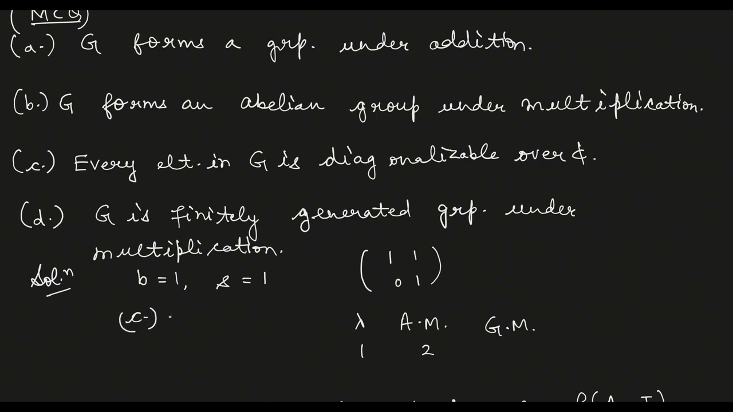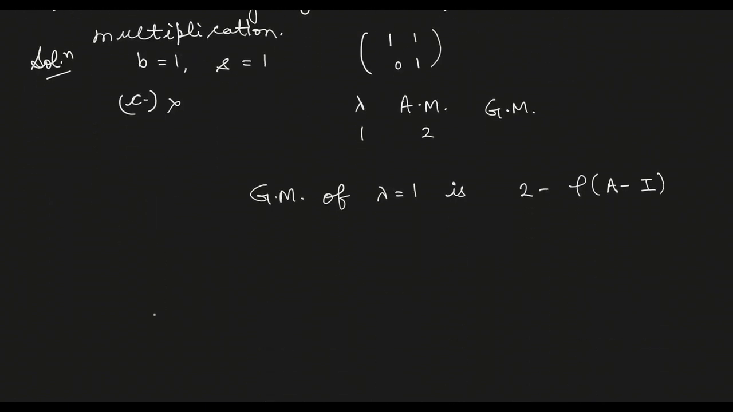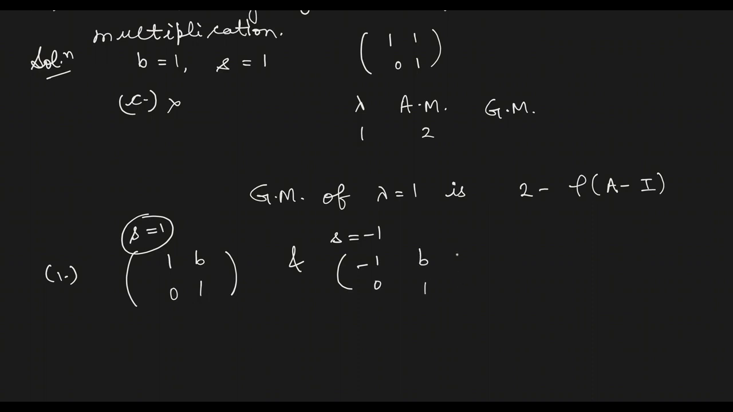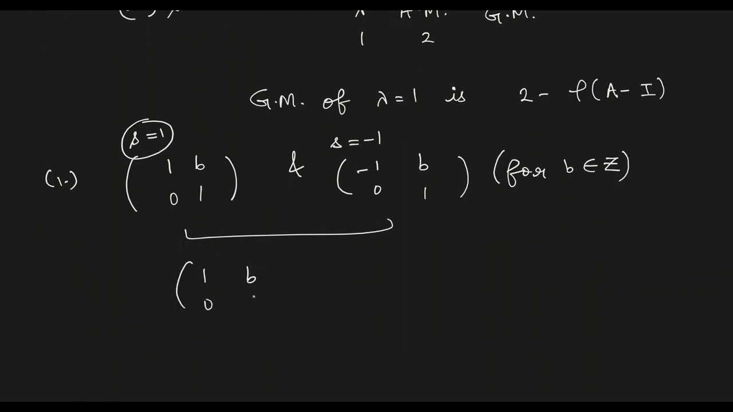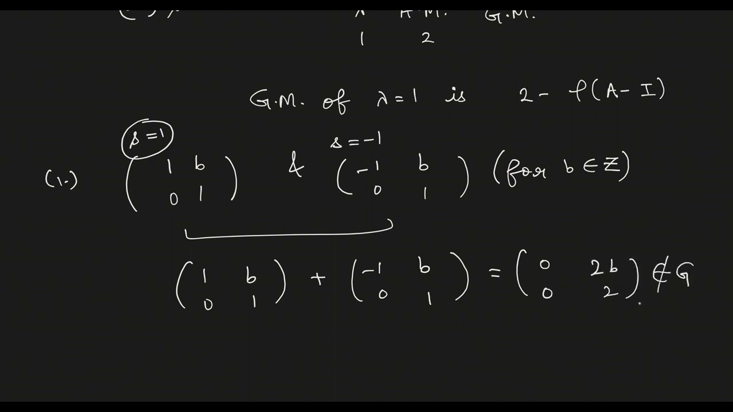C is wrong. For A part, the additive identity does not exist. Or we can check closure. Take the matrix with rows (1, b) and (0, 1), and with s as minus 1, the matrix with rows (minus 1, b) and (0, 1), for b belonging to integers. If I add these two matrices for closure property, the sum is 0, 2b, 0, 2. Clearly it does not belong to G. Closure property fails.